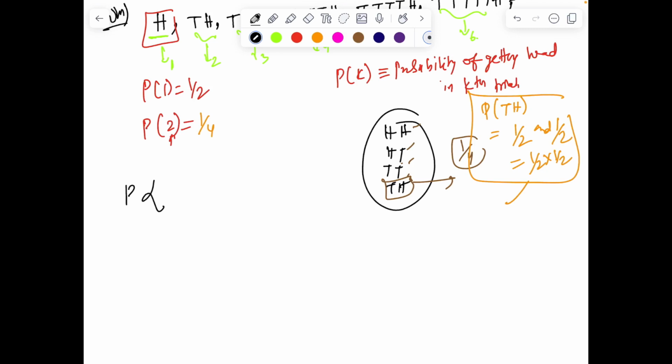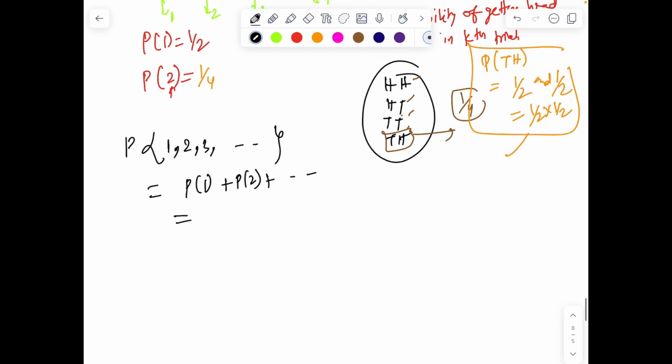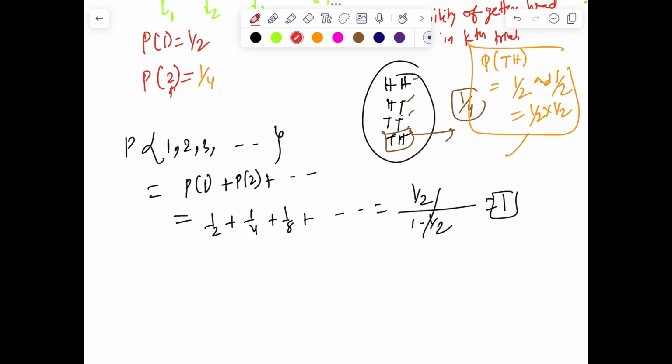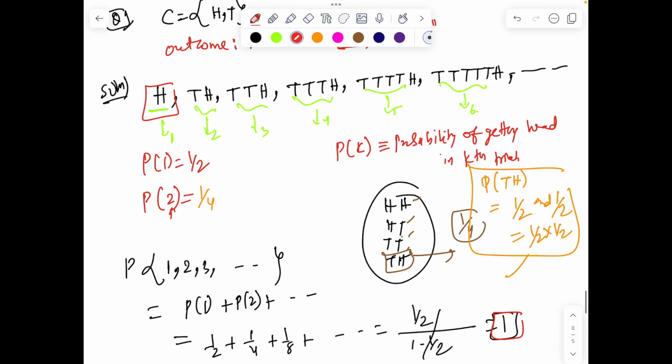So probability of getting head in 1 trial or head in 2 trials or head in 3 trials and so on and so forth. It's just probability of getting head in first trial plus probability of getting head in second trial. This is a general rule. Now first trial I'm getting 1/2, second trial 1/4, third trial 1/8 and so on. It is GP, so half by 1 minus r, which is 1. Now this is obvious. It means it's 100% sure. Like sometimes head will definitely come.